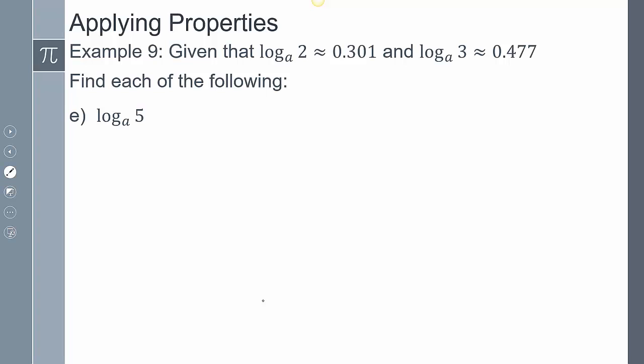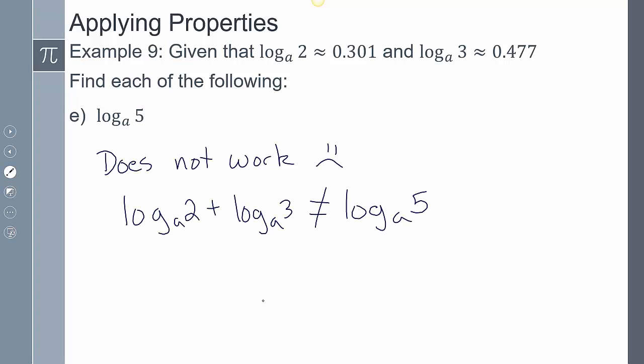Now log base a of 5, nothing we can do. I can't break it apart into this because that's illegal. There's no way I can break down 5 into factors of 3 or 2, so I can't move on from there. It doesn't work.